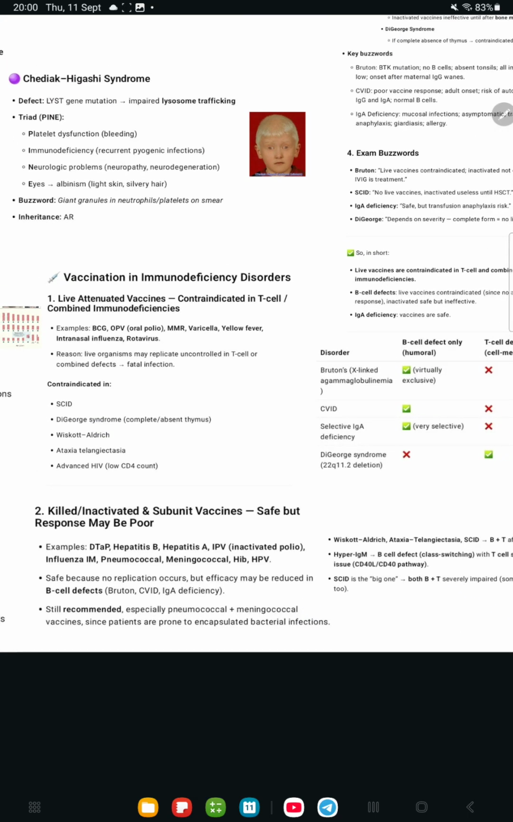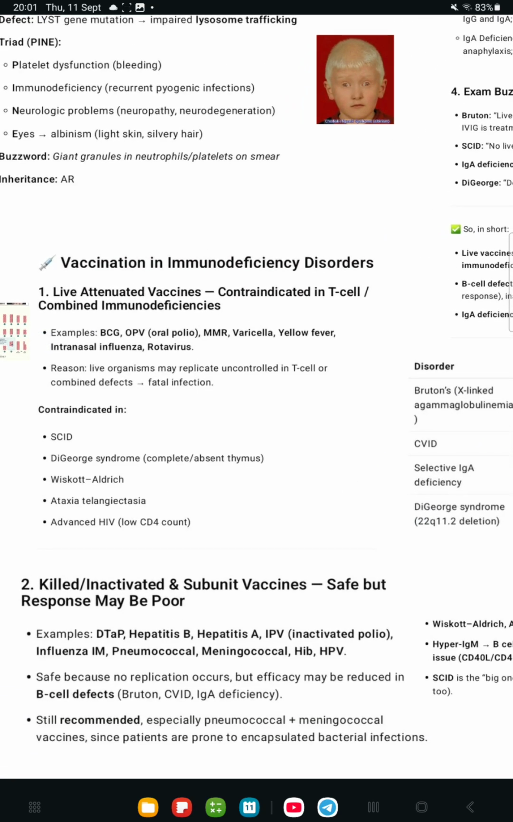And now we'll study about vaccination, because these days they are asking questions around this vaccination part. We have to remember one thing, that live attenuated vaccines are contraindicated in T cell and combined immunodeficiency. Here we can see all the live vaccines: BCG, OPV oral polio, MMR, varicella, yellow fever, intranasal influenza, rotavirus. Why? Because the live organism may replicate uncontrolled in T cell or combined defects and lead to fatal infection. So it is contraindicated in SCID, DiGeorge syndrome, Wiskott-Aldrich, ataxia-telangiectasia, and advanced HIV, because of low CD4 count.